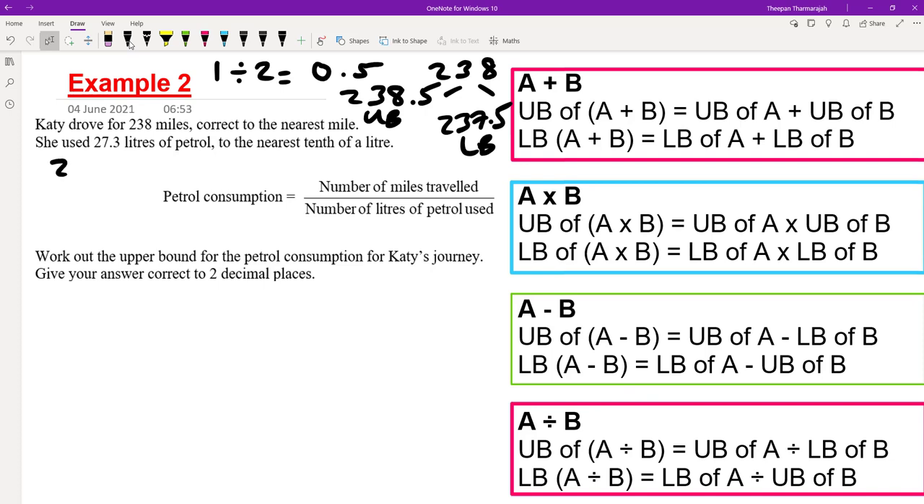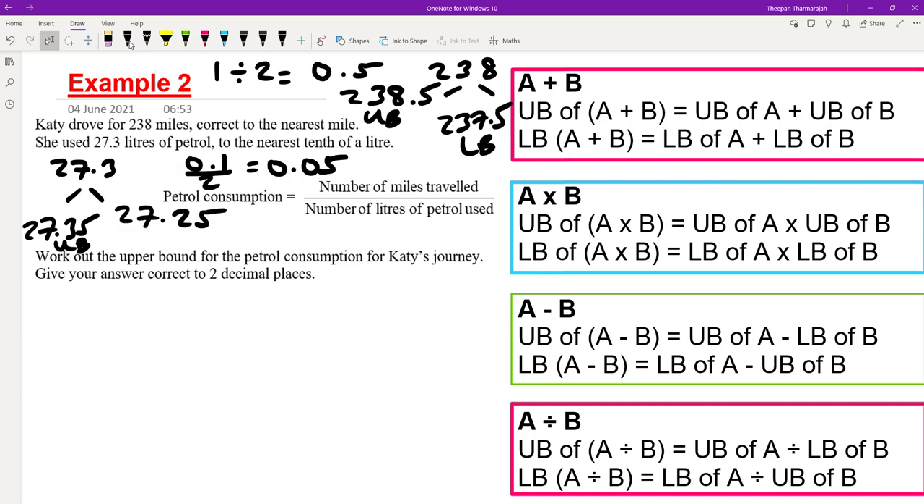Now for 27.3, I'm going to treat that as a number that's been rounded to one decimal place. So we do 0.1 divided by 2, which gives me 0.05. And then we do 27.3 plus 0.05, which gives me 27.35 for the upper bound. And then we do 27.3 minus 0.05, which gives me 27.25 respectively for the lower bound.